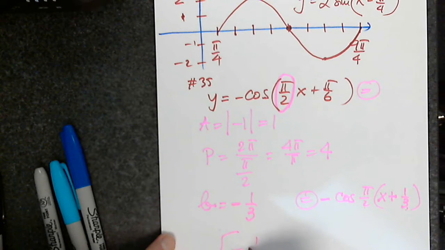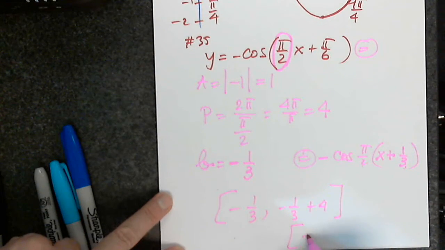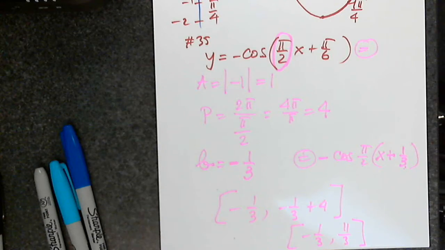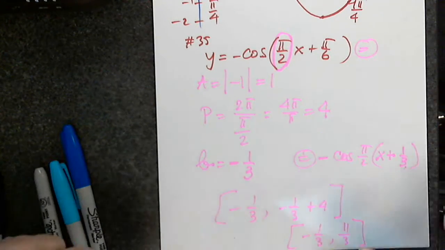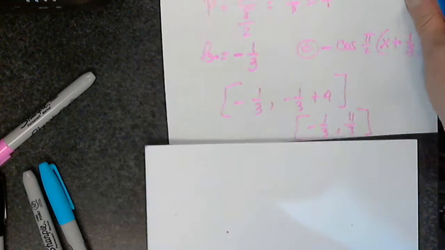And the interval will be negative 1/3, comma, negative 1/3 plus 4. So negative 1/3, comma, this is 12 minus 1, 11/3. Okay, since I started, let's also go look at this graph.